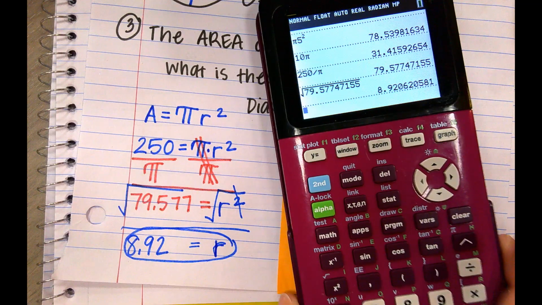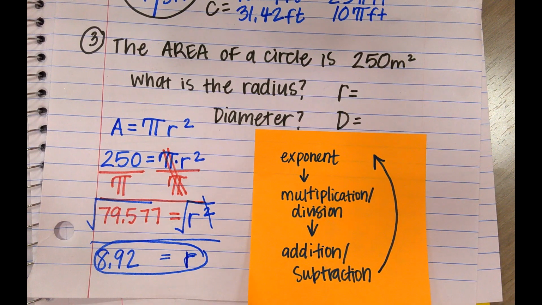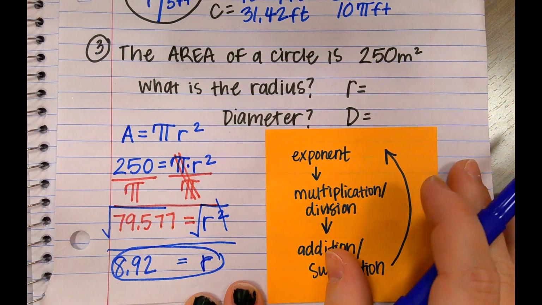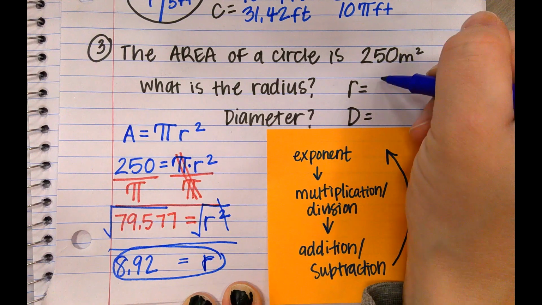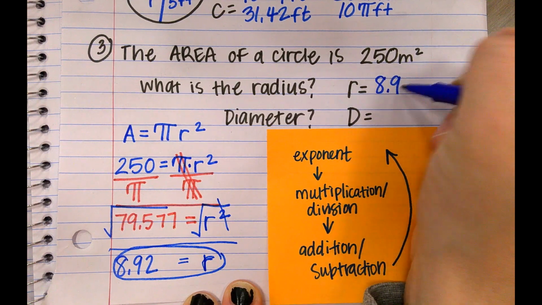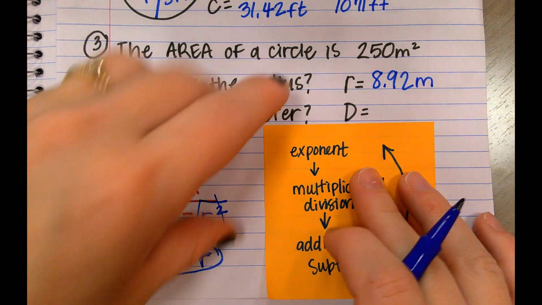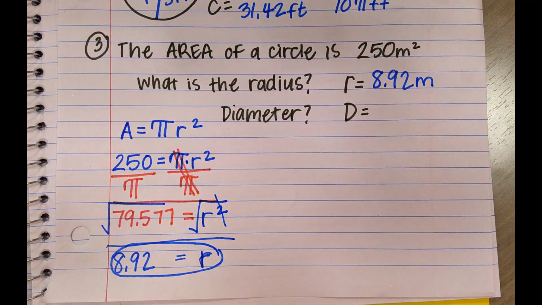Good, good. Okay, so the question was, if the area is 250 meters squared, what is the radius? We got 8.92. What would the units be? Meters. Perfect. 8.92 meters. And now that I know the radius, how would I find the diameter?